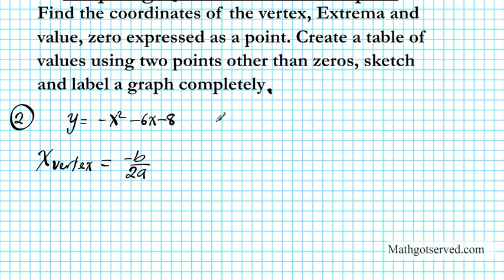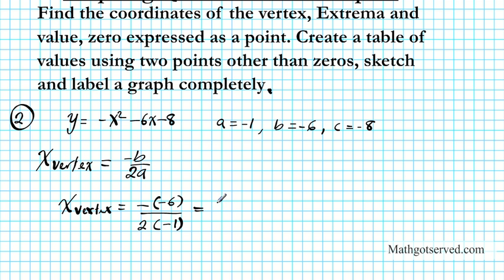With this equation in standard form, we know that a is negative 1, b is negative 6, and c is negative 8. We'll pull all that together. The x coordinate of the vertex is going to be negative negative 6 over 2 times negative 1. All right, if we work this out, in the numerator we'll have 6 over negative 2, and the x coordinate of our vertex comes out to negative 3.